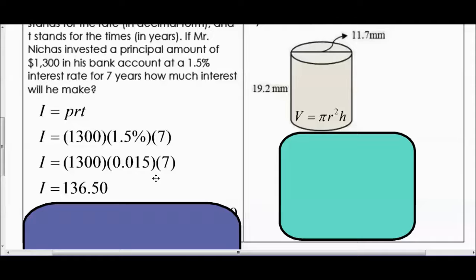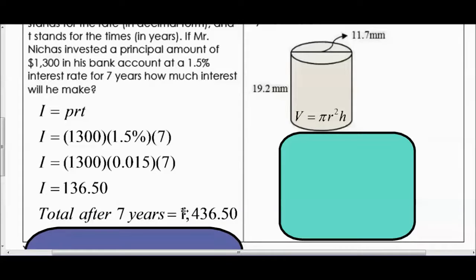And when we multiply those three together, that gives us this $136.50. That's how much interest I made over 7 years. So I'd have a total amount of $1,436.50. That's if I needed to add it to this. This is just asking how much interest, so this is our final answer. If they're asking for the total, you would add it in.